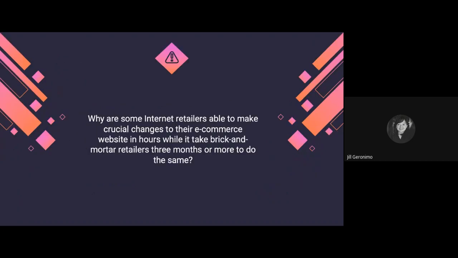So I'd like to start the presentation with this, which was actually written also in the chapter. Why are some internet retailers able to make crucial changes to their e-commerce website in hours, while it takes brick and mortar retailers 3 months or more to do the same? Well, because they are not required to connect their new digital systems to aging technologies.